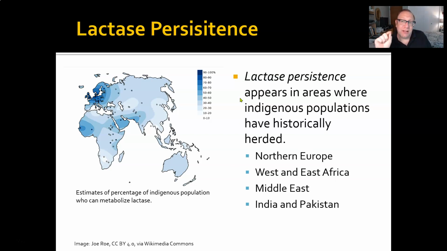Now, interestingly, this polymorphism occurs most frequently in indigenous populations that have historically herded. So groups of people who have lived with domesticated animals tend to have this trait associated with them. Northern Europe has a very strong correlation, but there are also strong correlations in East and West Africa, the Middle East, and India and Pakistan. These are all cultures that have long histories of herding either cattle or goats or other mammals, and of drinking their milk.